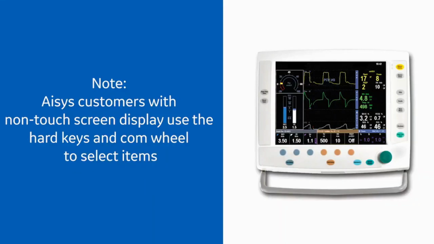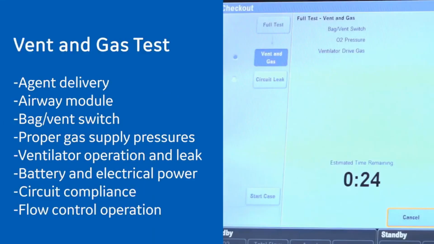The full test is broken up into two parts, vent and gas and circuit leak. The vent and gas portion of the test checks the agent delivery, airway module, bag to vent switch, proper gas supply pressures, ventilator operation and leak, battery and electrical power, circuit compliance, and flow control operation.